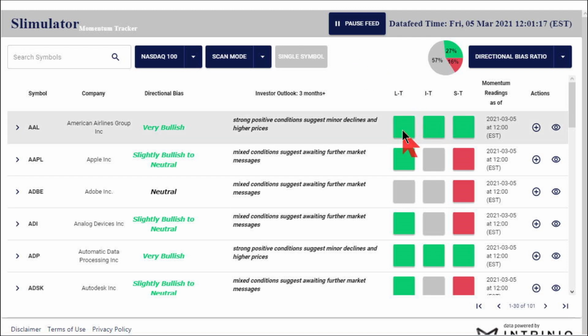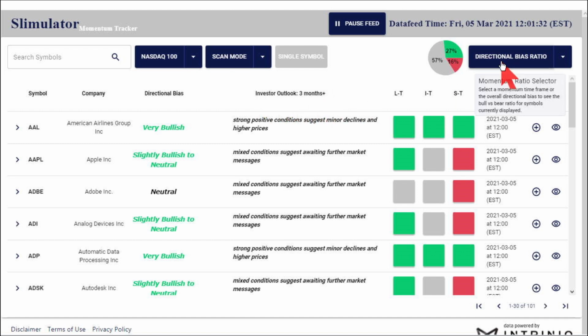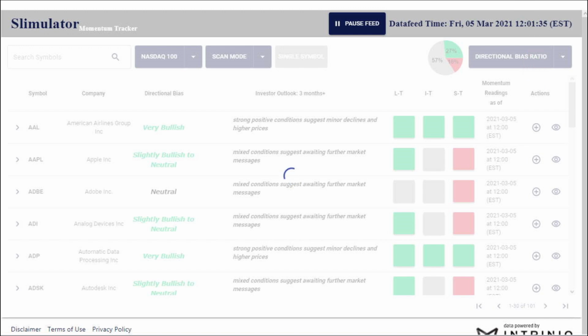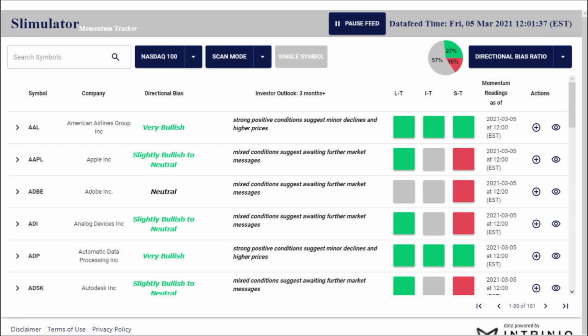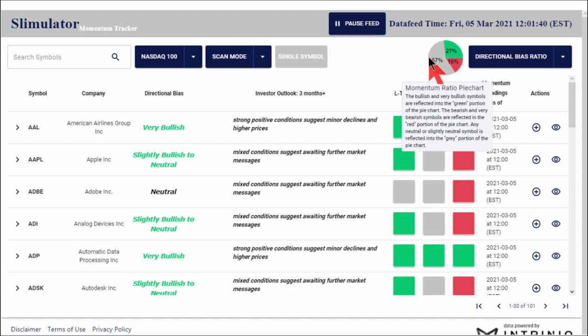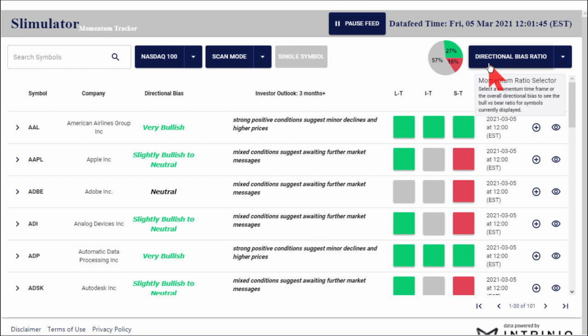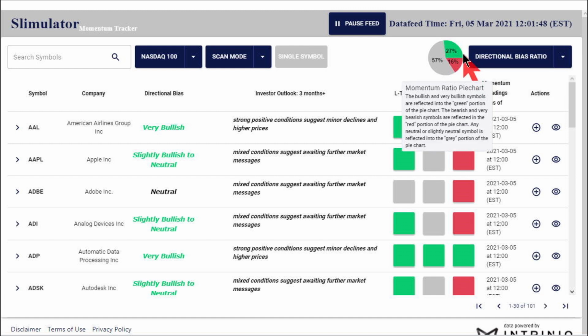You can see here long-term, intermediate, and short-term. These are momentum conditions. That's what we're really focusing on because we think momentum is so important. Our directional bias is an outlook for the next 3 months, and you can see it set up right over here. I want you to note that we're looking at a pie chart, which tells us that for the directional bias ratio, 27% are positive and 16% are negative, and a huge 57% are neutral.